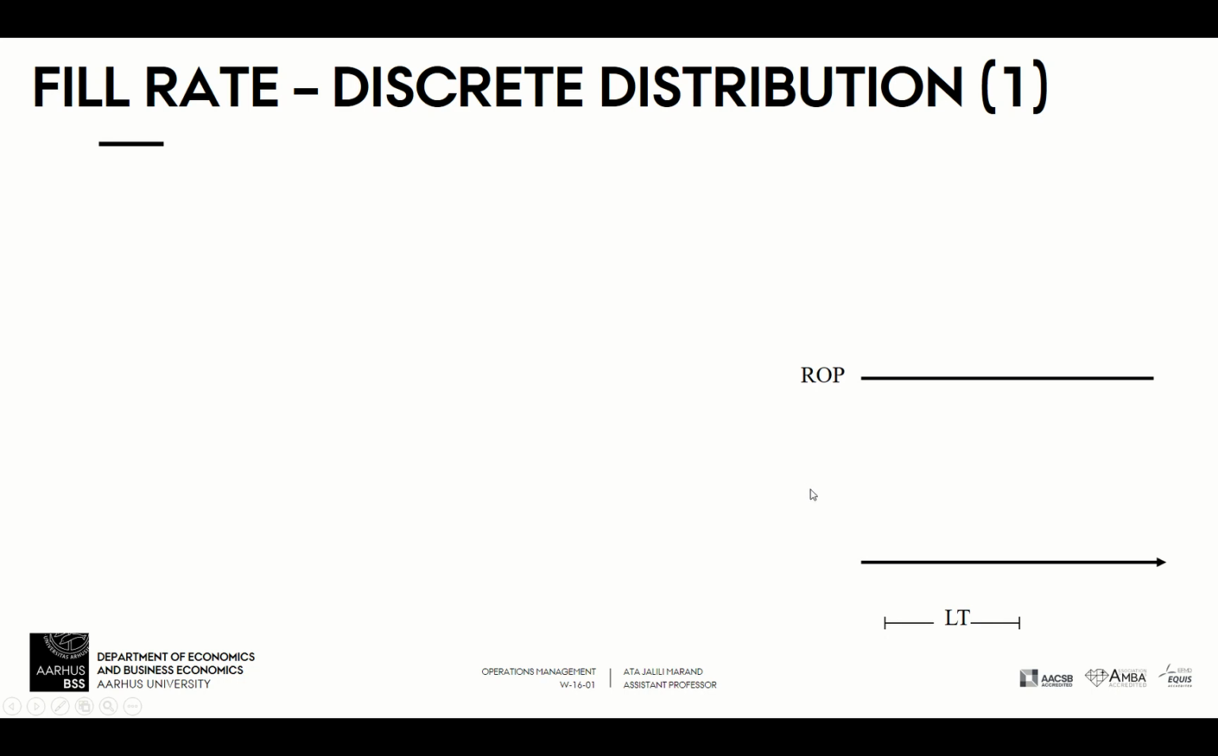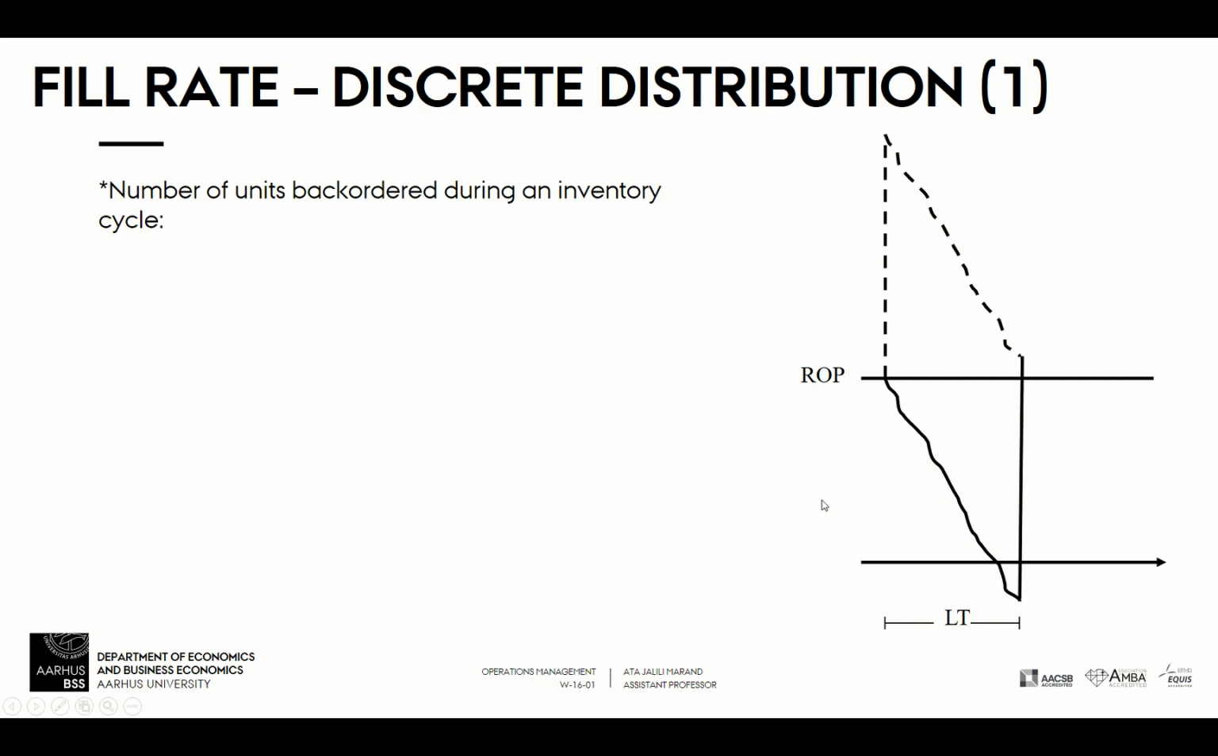When we are talking about fill rate, we are interested in the number of back orders or the number of shortages. The number of units back ordered during an inventory cycle is in fact the maximum of the difference between the demand during lead time and the reorder point, and zero. DL minus ROP in fact represents the number of extra units that we have at the end of a cycle, or the number of shortages that we have.